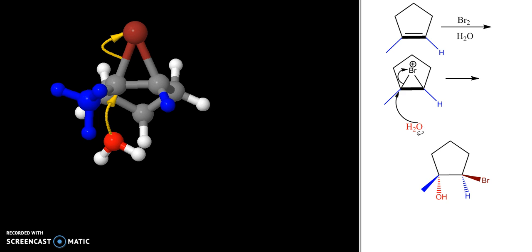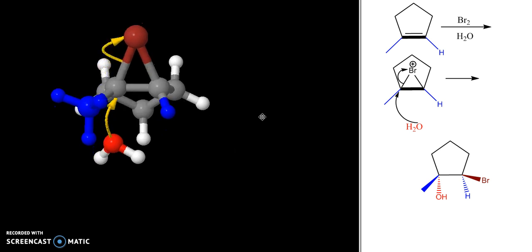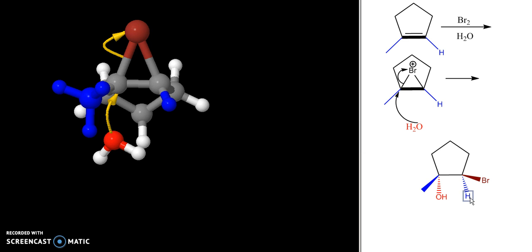The OH that came in from one side is going down in the way I've displayed here, and the bromine, which was on the top face, is still pointing up. My methyl group and my hydrogen, even though they were pointed in the same direction over here, one is now going up, one is now going down.